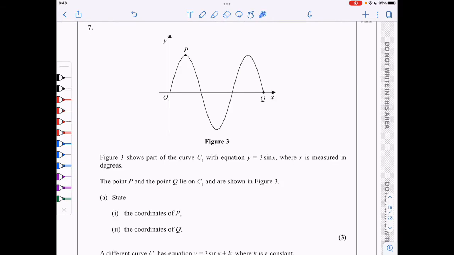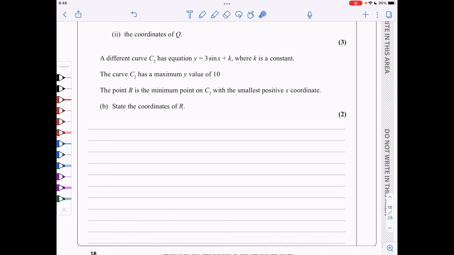In question 7, we've got the graph of 3 sine x. X is measured in degrees. Point P and point Q lie on C1, and we need to state the coordinates of P. Well, I will actually start by considering what kind of transformation is 3 sine x. So y is 3 sine x is a stretch along the vertical scale factor 3, which means that all the y values are multiplied by 3.